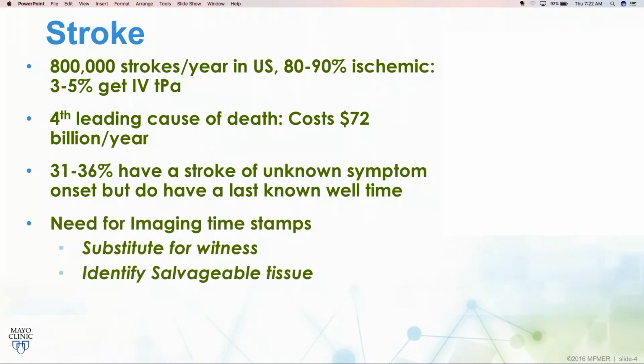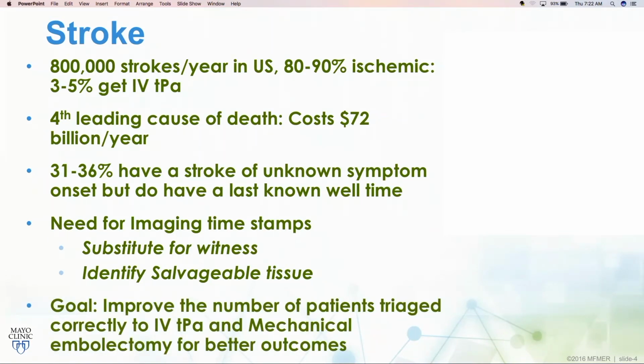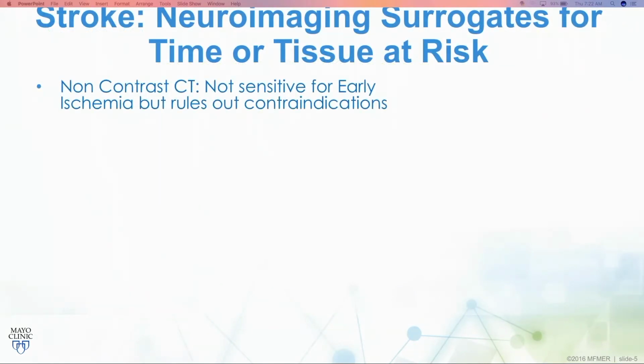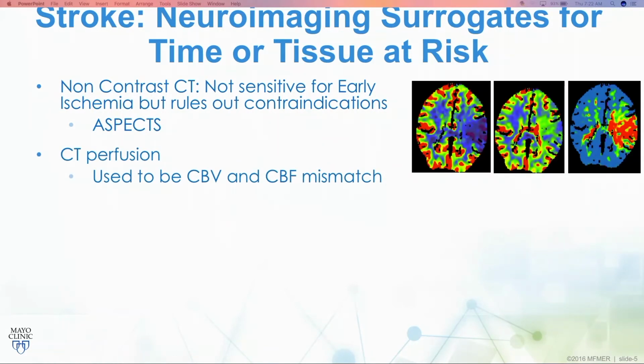And we really need some imaging timestamps, either to substitute for a witness or identify salvable tissue, because the goal is to triage as many people as we can to IV TPA, either through the telestroke program or in-house, and get people that have large vessel occlusions to embolectomy. So we do the non-contrast CT in everybody. There are some neuroimaging surrogates for time or tissue at risk, and there's a few things you can get from the non-contrast CT, mostly contraindications, but you can get ASPECTS scores.